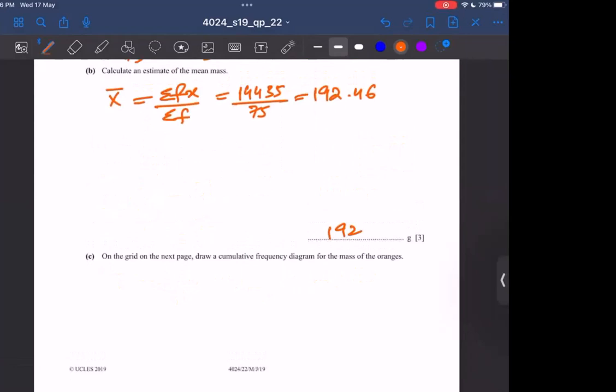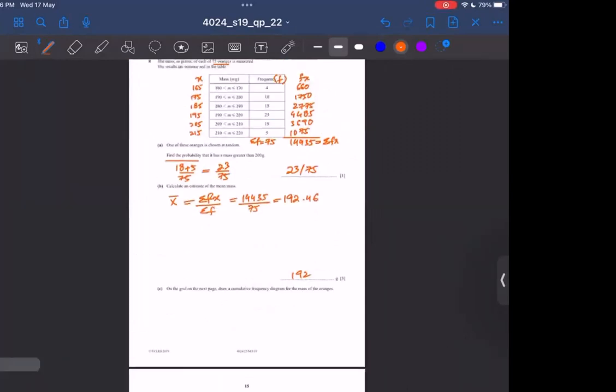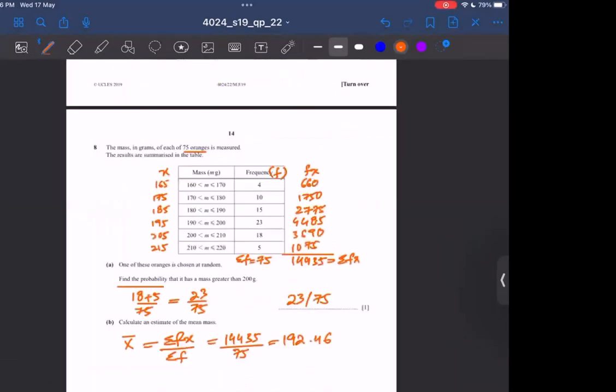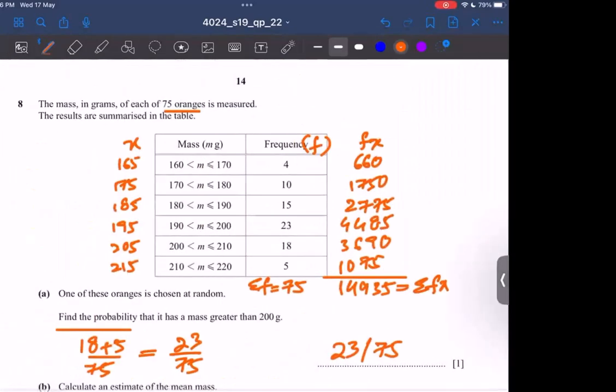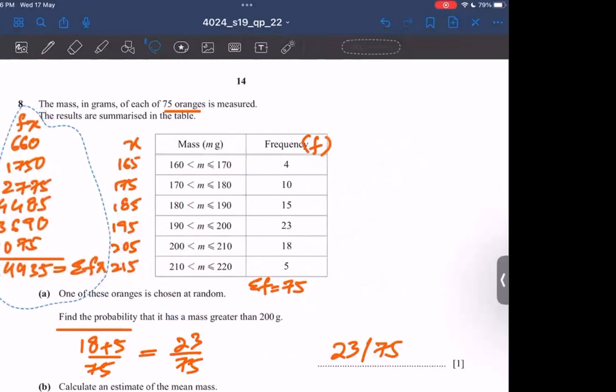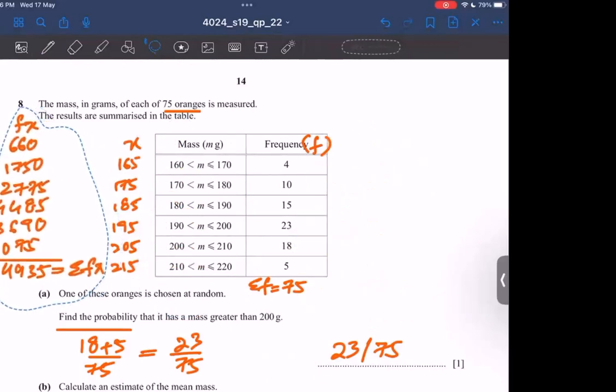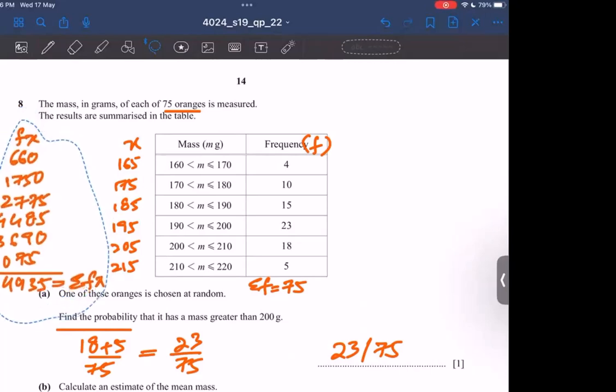Okay. So on the grid on the next page, draw the cumulative frequency diagram for the mass of the oranges. Okay, we have to draw the cumulative frequency diagram. For cumulative frequency, we need to have the points. Let's just move this fx value over here. For cumulative frequency, you need to draw the cumulative frequency table.